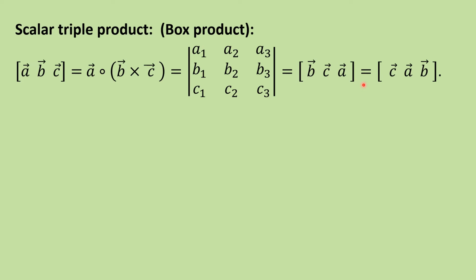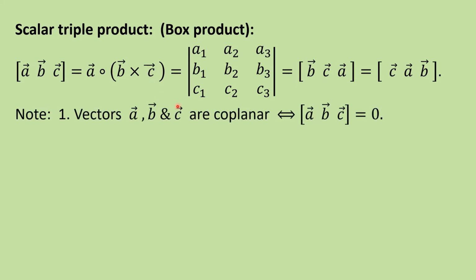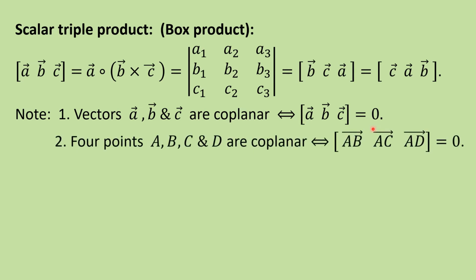So what is the geometrical interpretation? The modulus of the scalar triple product of vectors A, B and C is equal to the volume of the parallelepiped formed by these vectors. Now, if the box product between three vectors is 0, that means the vectors A, B and C are coplanar. So if I want to show that three vectors are coplanar, I have to get the box product as 0.